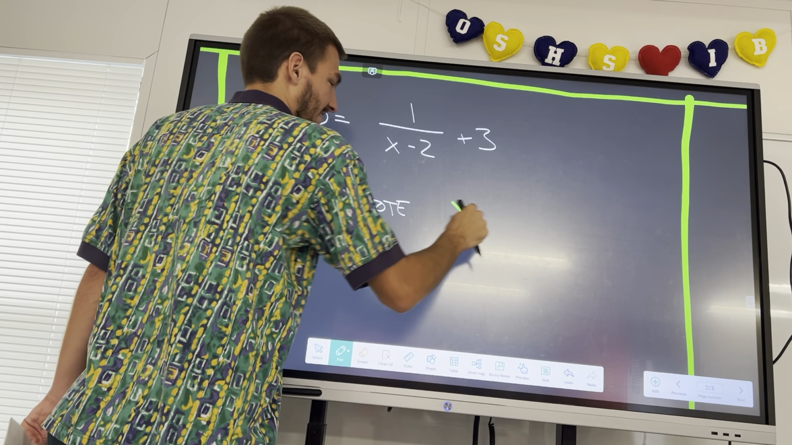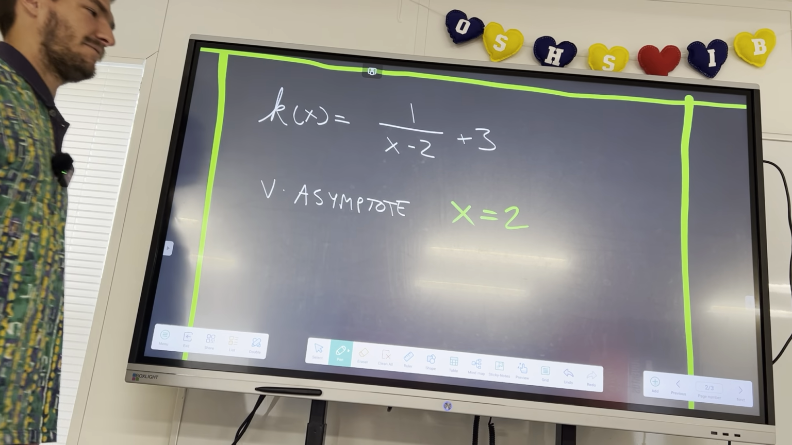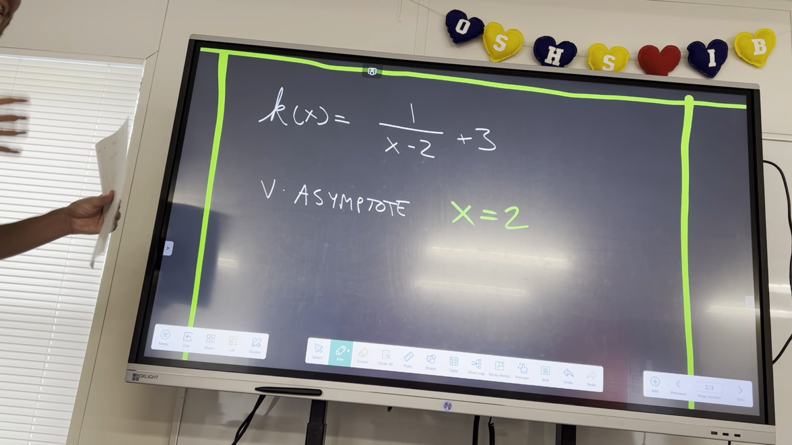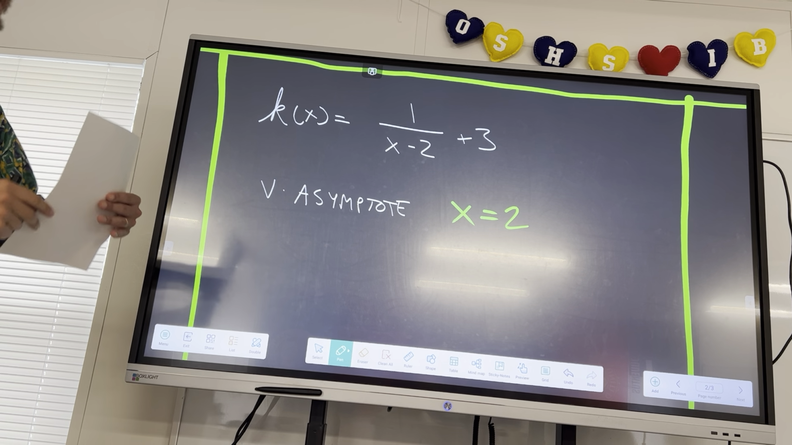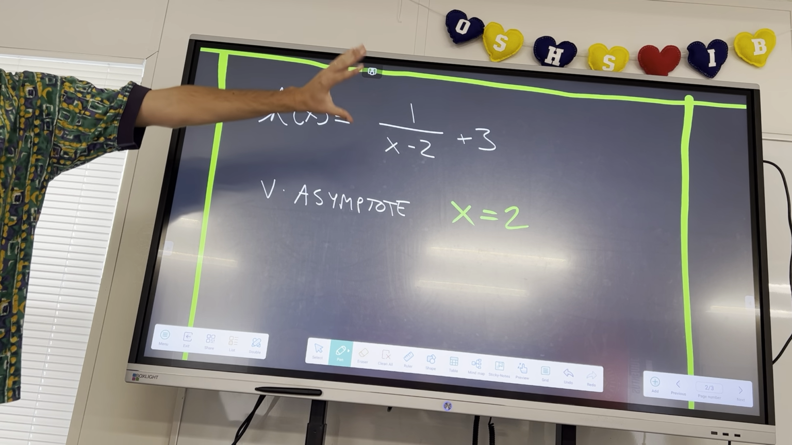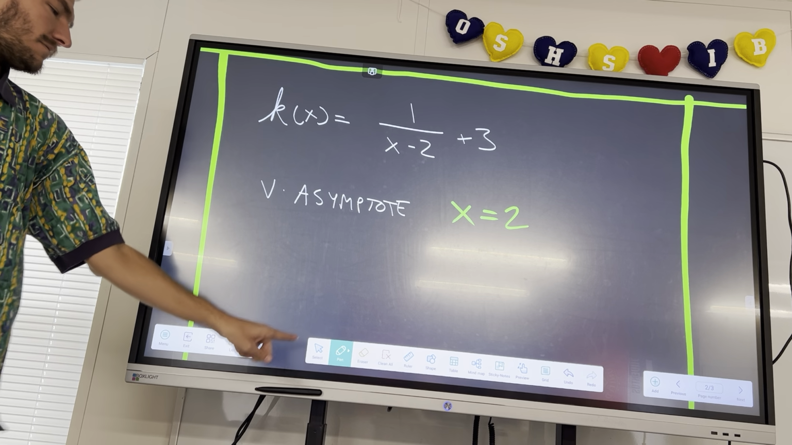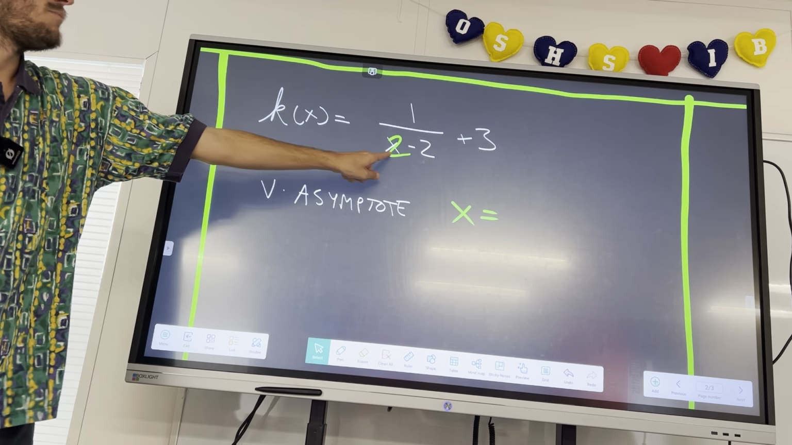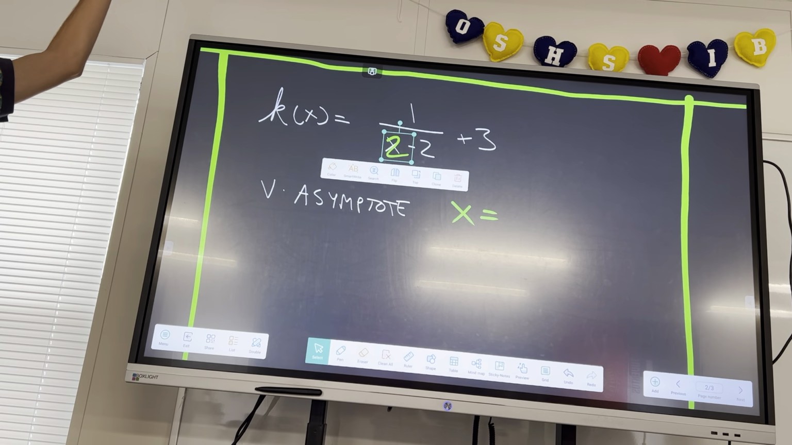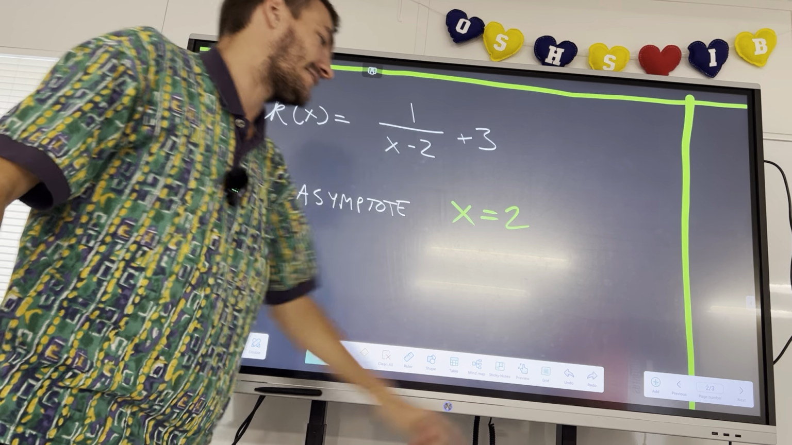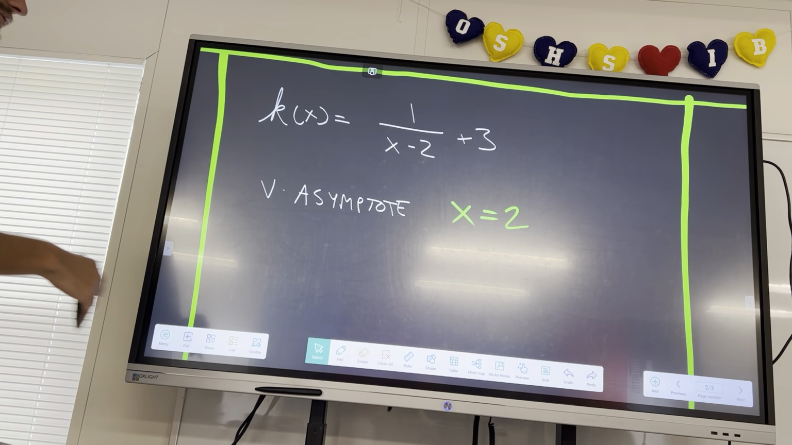Yes. The vertical asymptote is your line at x equals 2. Because think about this, what happens if x equals 2? What happens? Divide by 0, we all die, right? So that's how we can tell the vertical asymptote is x equals 2.